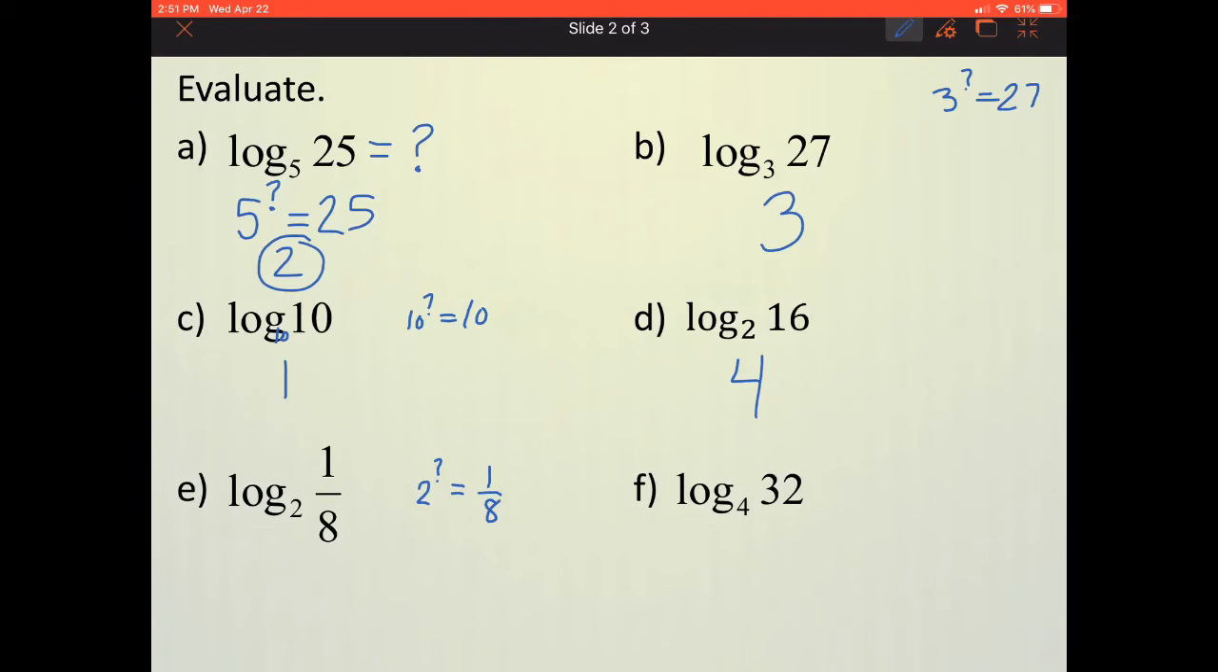Well, maybe you remember that a negative exponent would move something to the denominator. So if I already know 2 to the 3rd was 8, how do I make it 1/8? Make the exponent negative. So my answer would be -3. But if you didn't know that in your head, it's okay. I'm going to show you how to put it in your calculator right now.